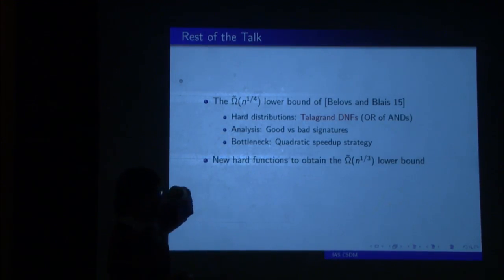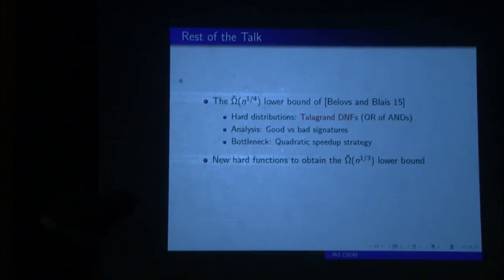And we'll see where the bottleneck comes from. The tester can no longer do binary search, but the tester can still use what I call the quadratic speed up strategy, where the tester can use Q queries to cover roughly Q square root n things to search for something bad. So in some sense, this bottleneck of n to the 1/4 is intrinsic to the functions they use. And then we have to get some harder functions to get this n to the 1/3 lower bound.